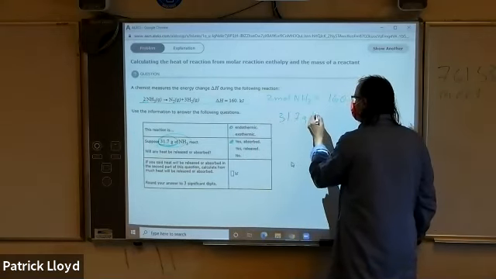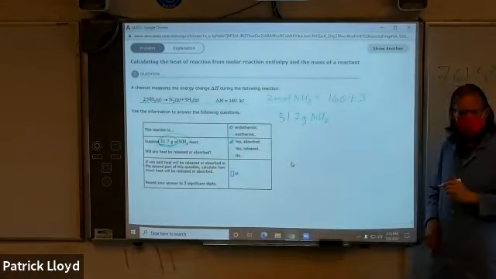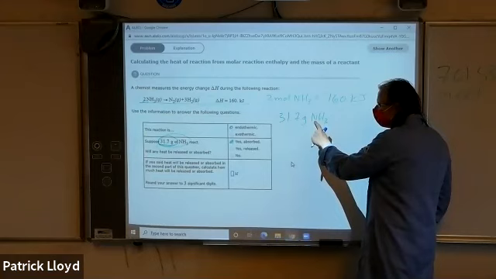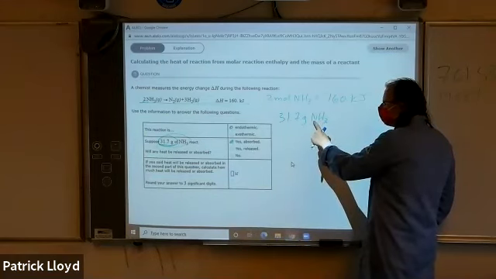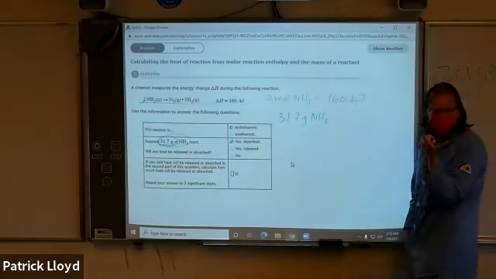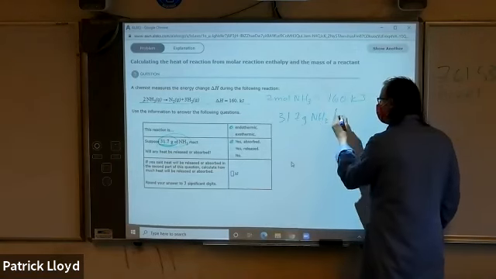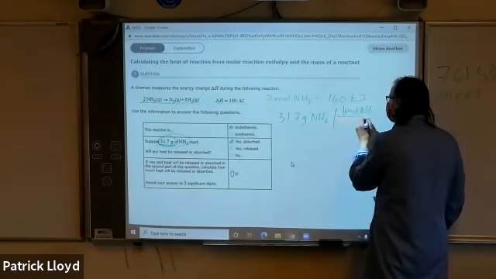What's the first step in figuring out how many moles of something you have if you're given the grams? Divide by the molar mass, exactly. So the molar mass, we can kind of estimate it. Nitrogen is 14.01. Hydrogen is 1.01. So you have 14.01 plus 3 times 1.01, and that's 17.04. So divide by the molar mass. 1 mole of ammonia is 17.04 grams.